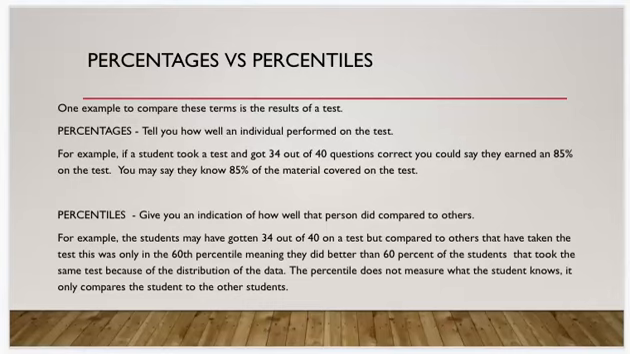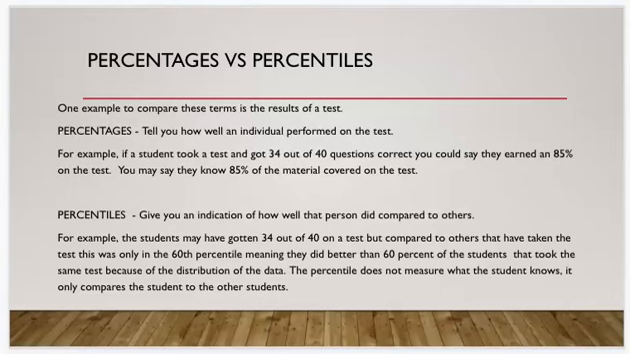Percentages versus percentiles. One example to compare these terms is the results of a test. Percentages tell you how well an individual performed on a test. For example, if a student took a test and got 34 out of 40 questions correct, you could say they earned an 85% on the test. You may say they know 85% of the material covered on the test.